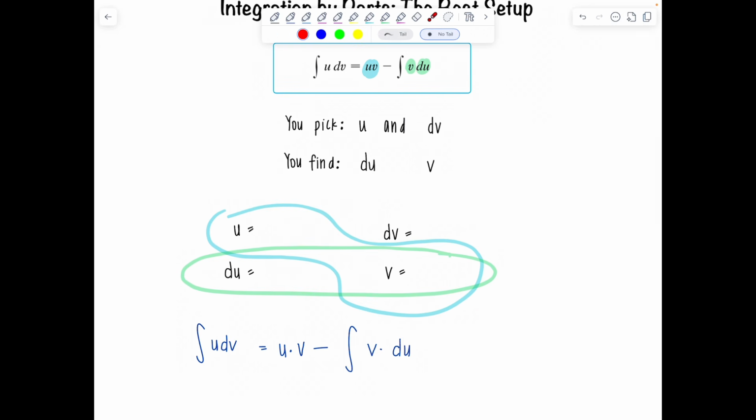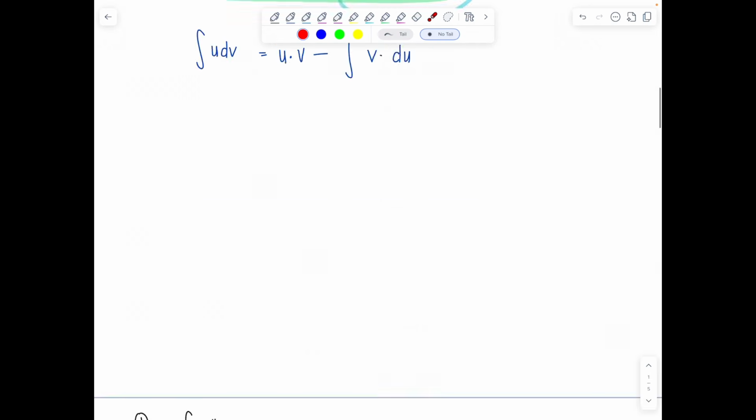I always set it up like this, u dv in the top row, beneath it du and v, and I'm just on autopilot. I do this diagonal product, which goes here, minus integral, this horizontal product. And like I'm saying, it's stayed with me all these years. Thank you, Mr. Glick, my AP Calculus teacher in high school, because it has stayed with me. So let's work through 3 examples to practice using this setup, and hopefully you'll see that it really stays with you.